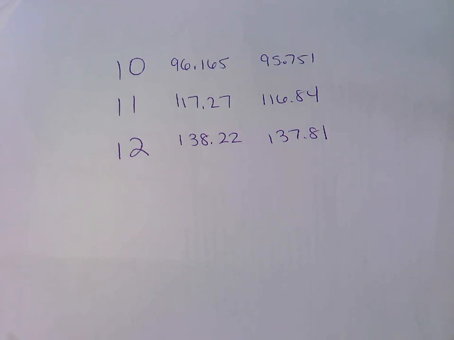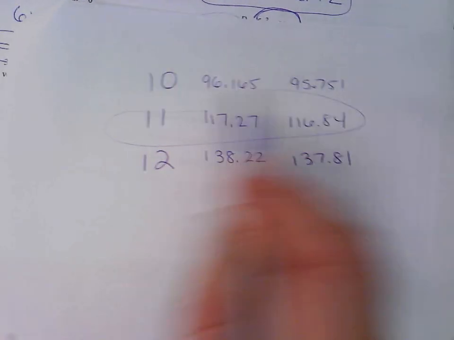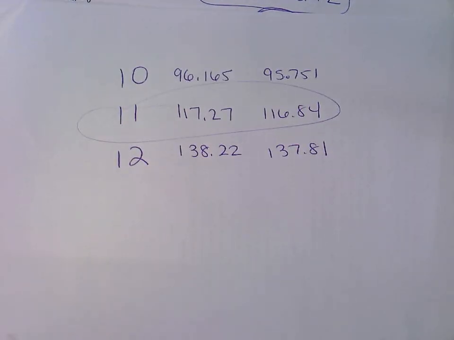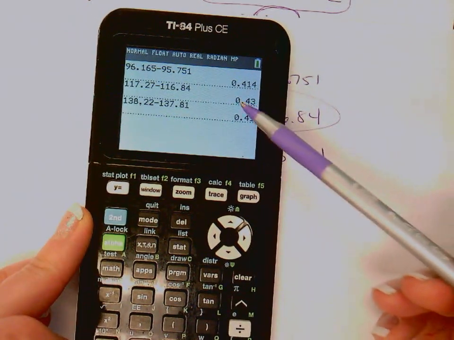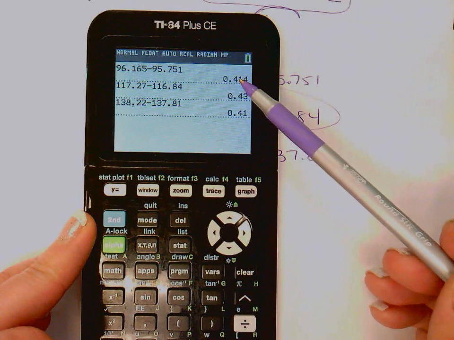117.27, 116.84, 138.22, 137.81. So it looks like it is going to be this middle day because the instantaneous rate of change will be the highest when the y value subtracted is the highest. So see how close they are?